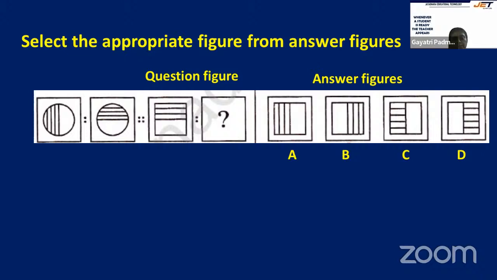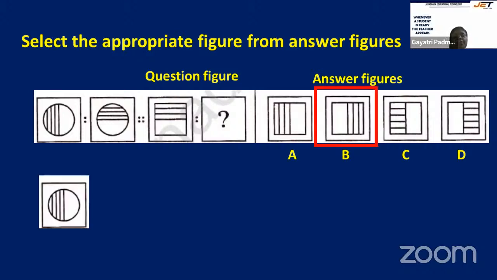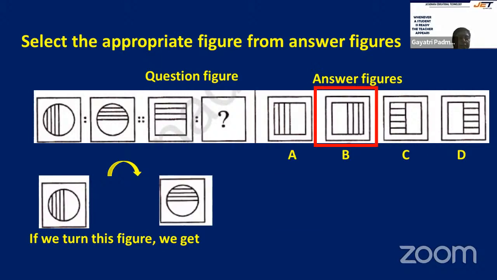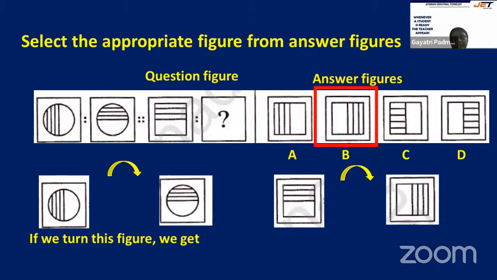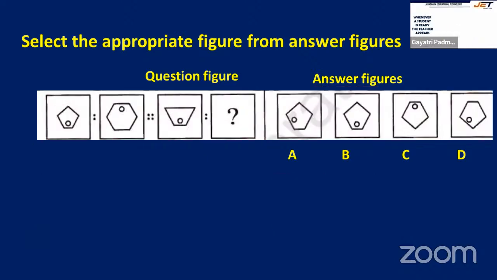Yes. So the option could be option B. Let's see. The 30 seconds are done. Perfect. So when you tilt, obviously your option B could be the correct answer. Yes. When we turn the figure, we get this. Similarly, when we turn that, we get this only. All right. So if you had opted for option B, your answer is perfect.